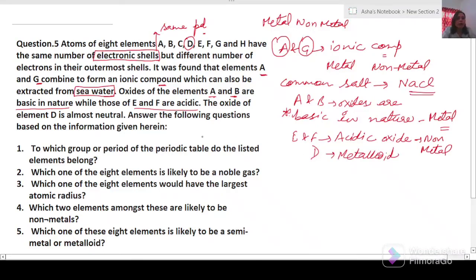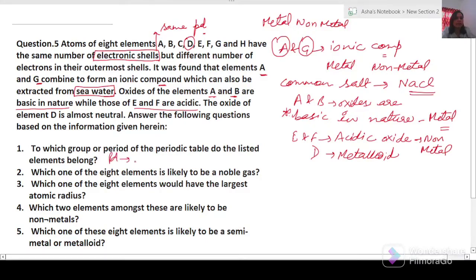Answer the following questions on the basis of the information. We have collected the information here, so we will try to give answers from these points which we have understood. To which group or period of the periodic table do the listed elements belong? Now see, there is a hint that the common salt, which can also be extracted from seawater. So they are talking about period 3.